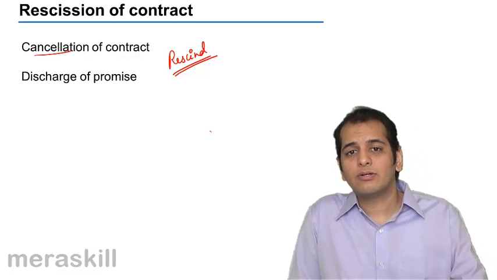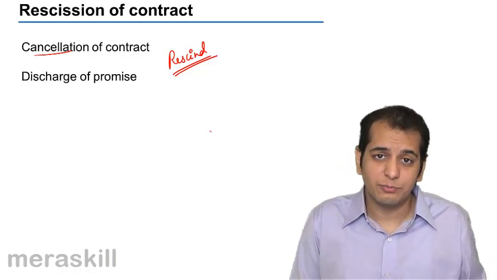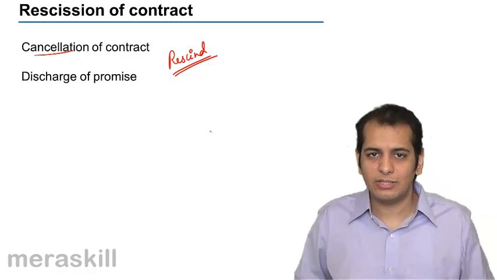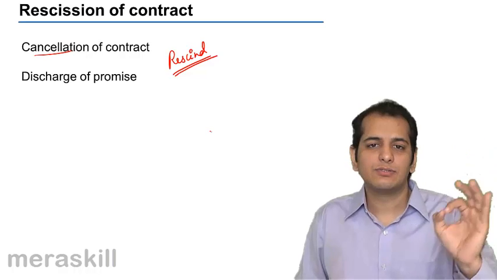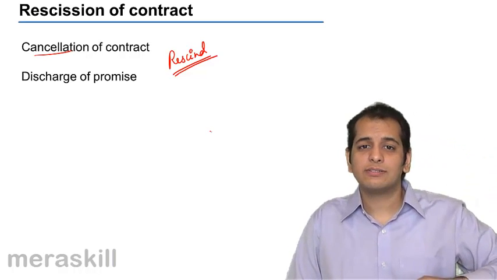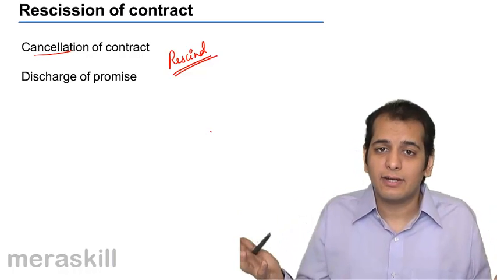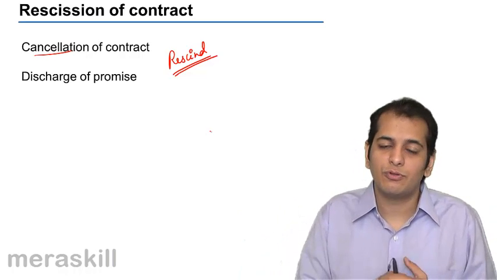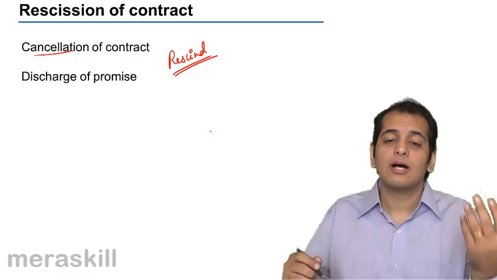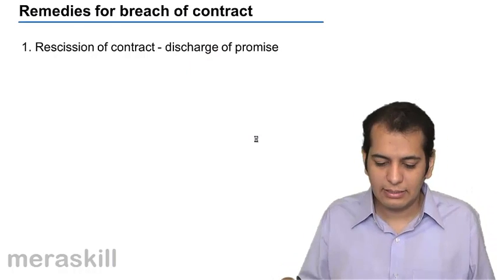So, when the contract is cancelled, when the contract is breached, you have two options. First, sit at home, do nothing. Second, to file the suit for rescission. And once you file the suit for rescission, you get the right to claim compensation for the loss. That is our next right, claim damages.